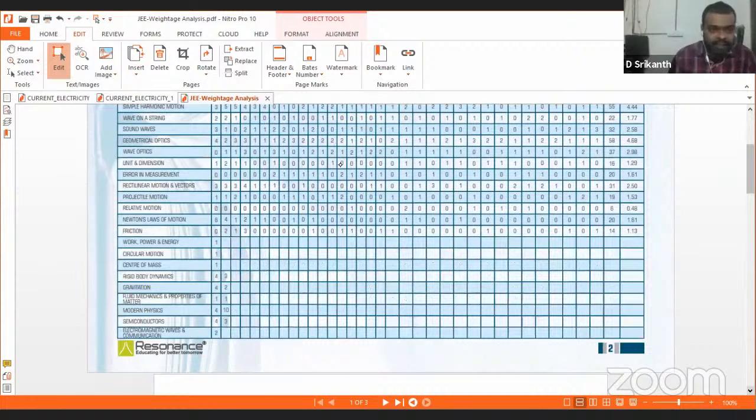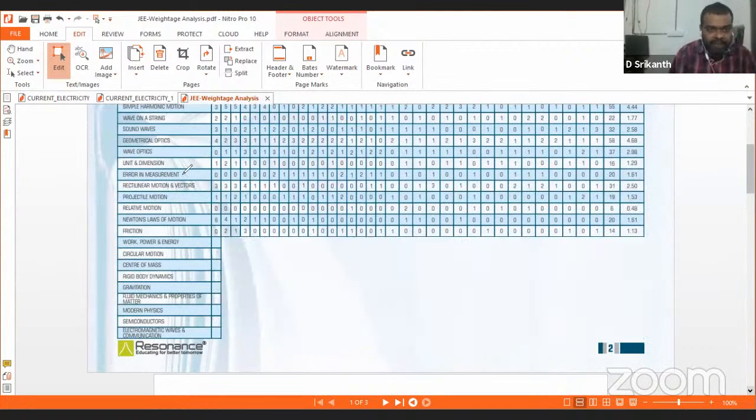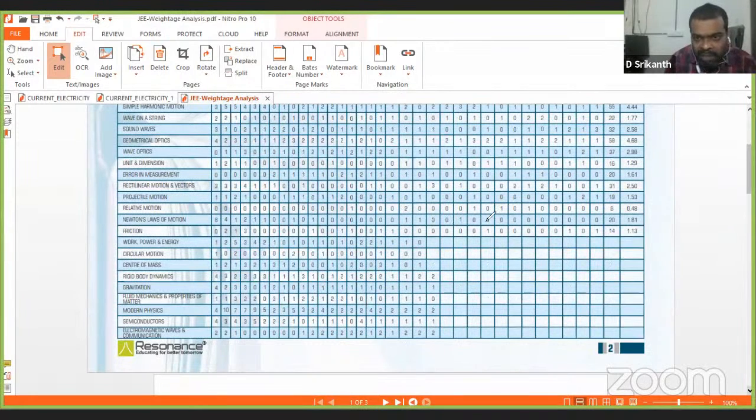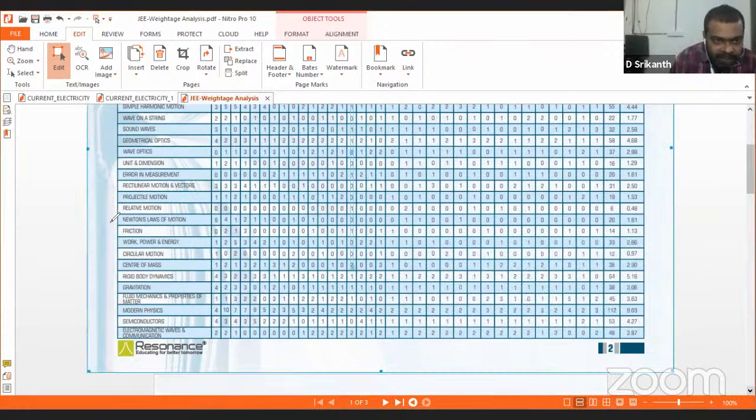Coming to Newton's laws of motion and friction: for the last few years they are not asking any question, so I'll complete it in the third round. I'll keep it with the green mark, and friction too. Work, power, energy, I can keep in the second round. Circular motion also, you can keep in the third round.